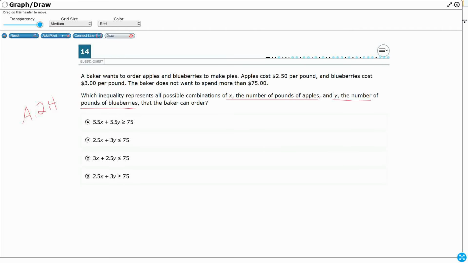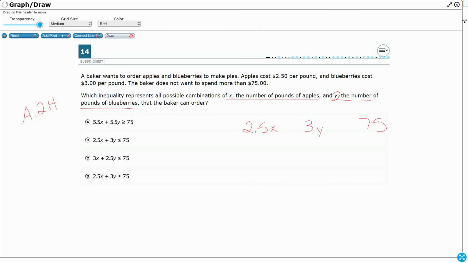Apples cost $2.50 per pound, and apples are going to be X. So that's 2.5 times the number of pounds I want. Blueberries cost $3 per pound. That's going to be 3 times, there's my Y, the number of pounds of blueberries. So I'm immediately going to match those to the correct variables. And the baker does not want to spend more than $75. Okay, so I've got my constant of 75, I've got my coefficients of 2.5 and 3, and I've got them lined up with my x and my y.